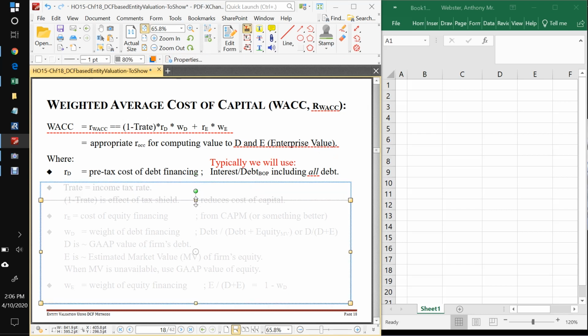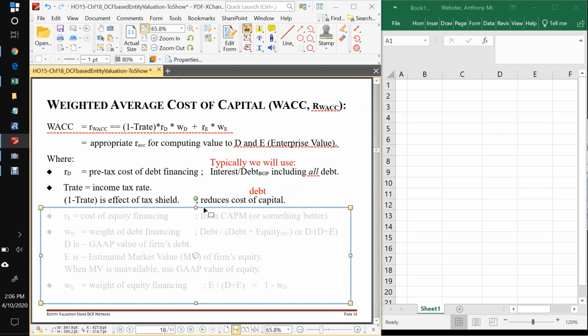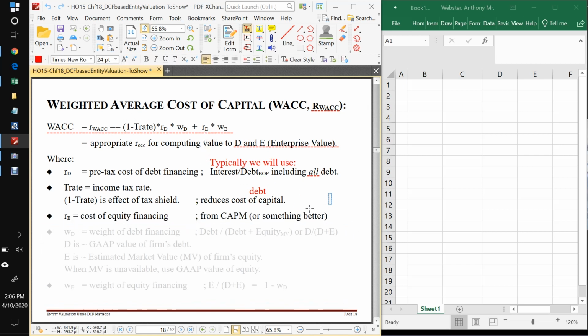Okay, so let's move on here. Tax rate in this equation is our income tax rate, and as we know, 1 minus the tax rate is the effect of the tax shield, and it reduces our cost of debt capital, which is going to reduce, as you can see, our weighted average cost of capital up there. Okay, and RE in this equation is exactly what it was on the previous page. It's our cost of equity financing, which we'll get from CAPM. Typically, we could get it from the opportunity investment model. We could get it from a modified version of CAPM, etc.